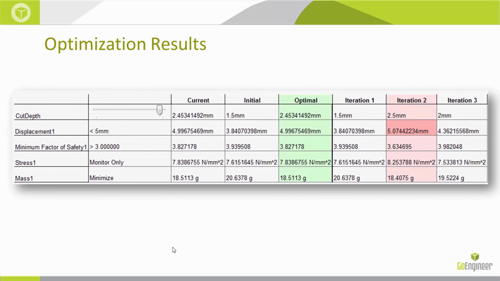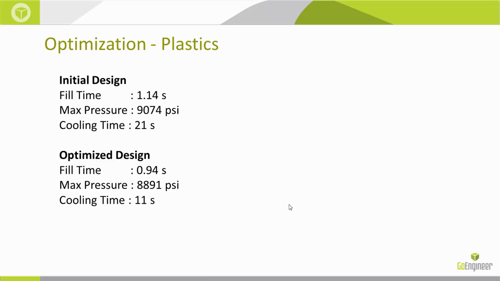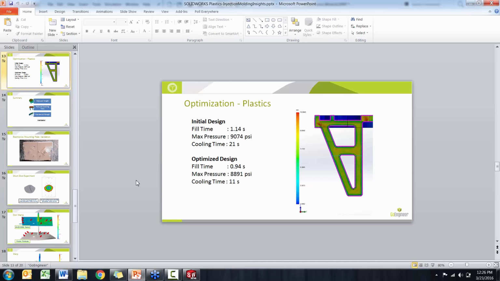Now, what the optimization tool does is it sets up a set of standard iterations. Now here it set up 3 iterations ranging from 1.5 to 2.5 millimeters. Now based on these 3 iterations and the results from the iterations, it essentially proposes an optimal design. Now you notice that we started out with about 20 grams for the initial design. Now using the optimization tool, we got down to about 18. Now let's take a look at how this essentially affected the manufacturability of the product.